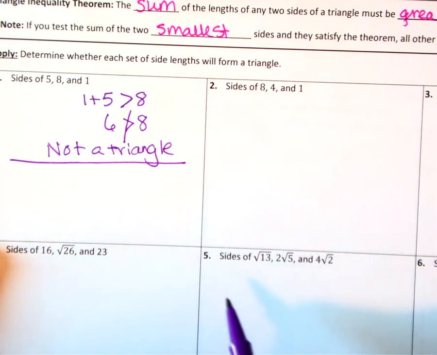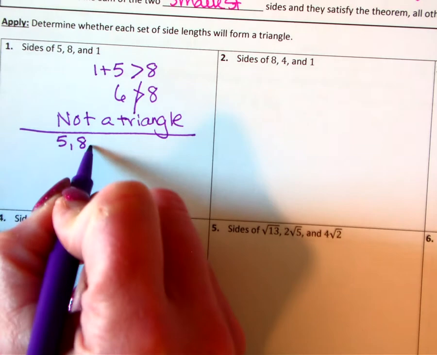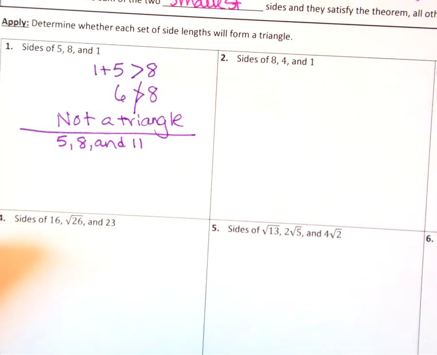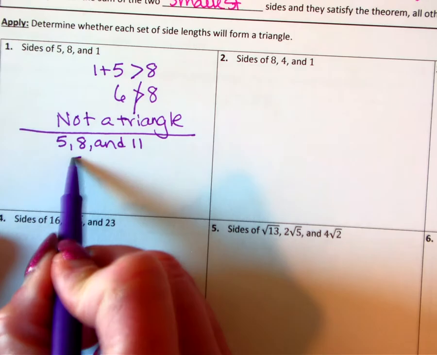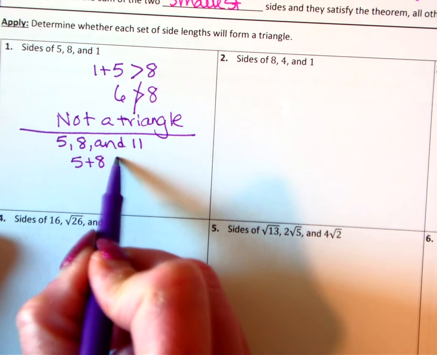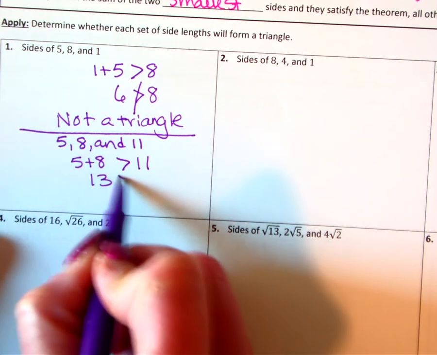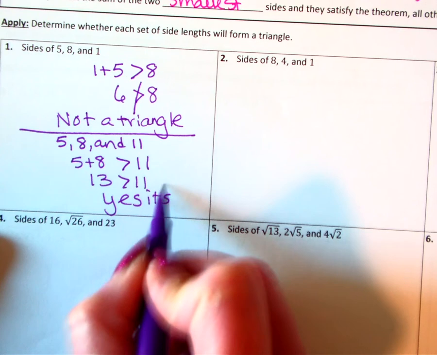Okay, and I have on my sheet that this is an 11. So let's do that just in case the notes say it's 5, 8, and 11. If I have side lengths of 5, 8, and 11, so this is kind of like another problem, then I would add 5 and 8 to check to see if it's greater than 11. 13 is greater than 11, so yes, it's a triangle.